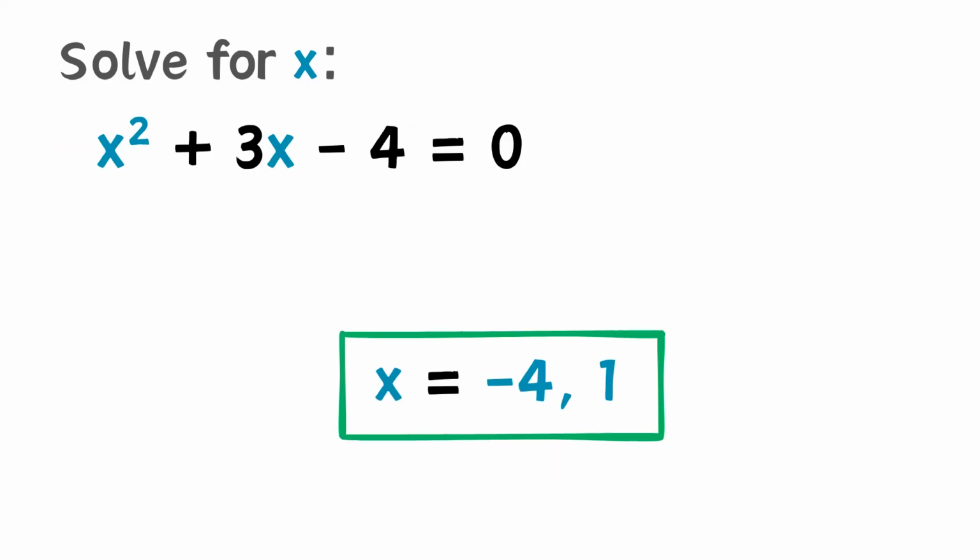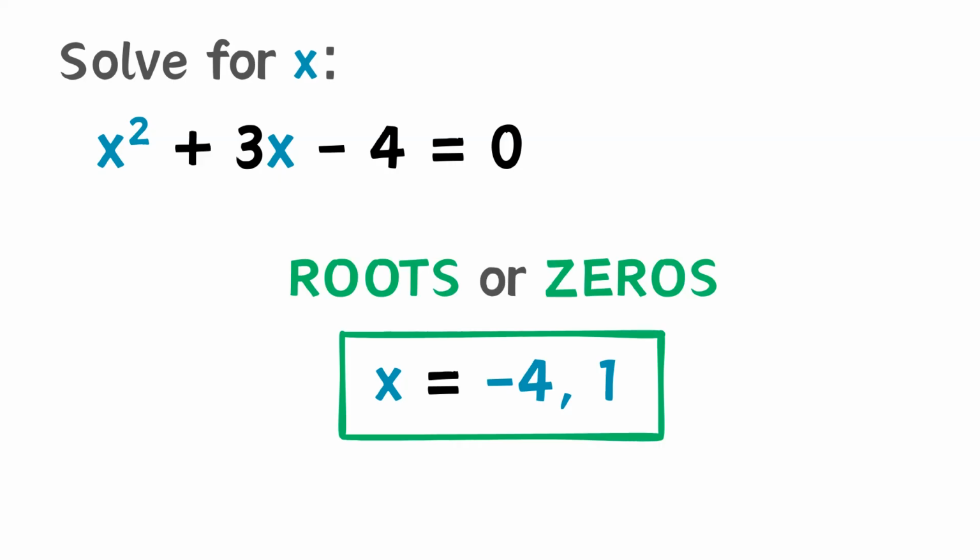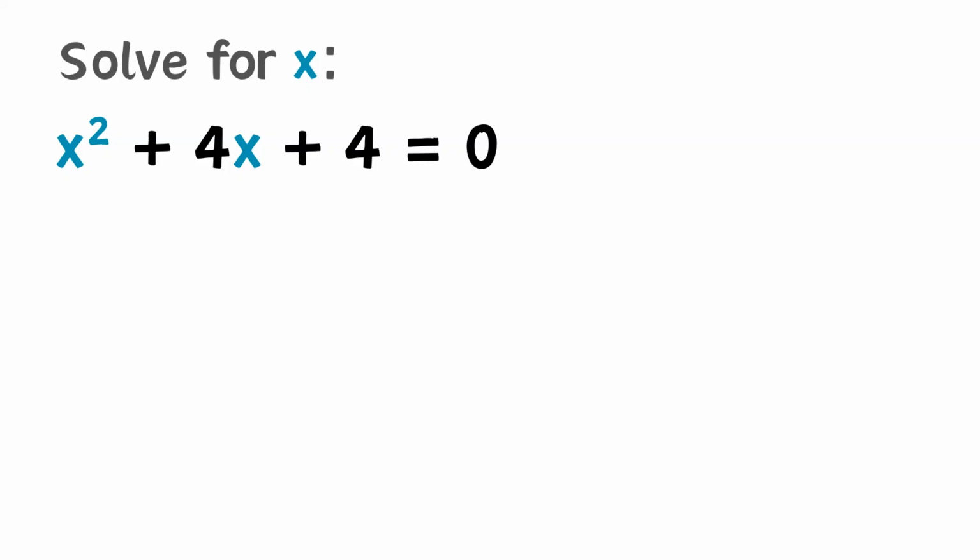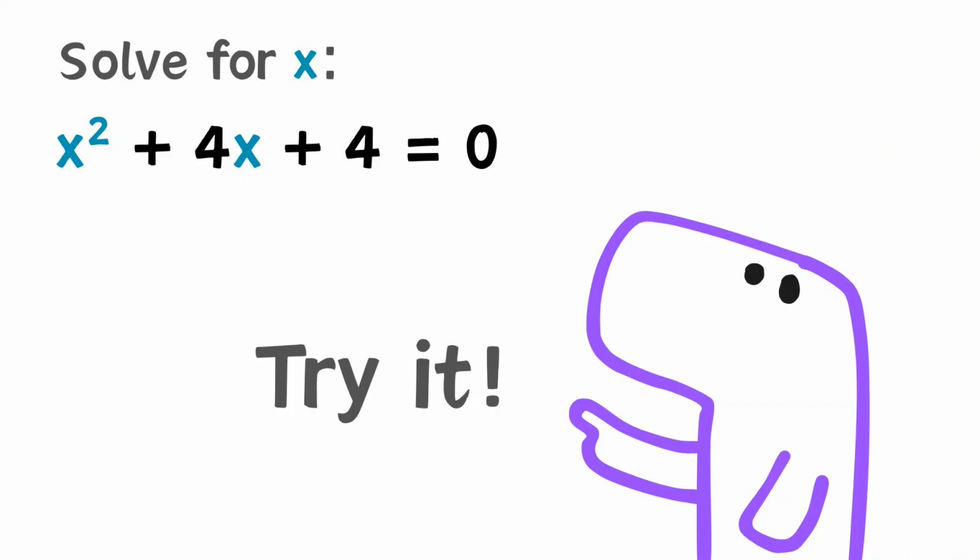Now just for some terminology, if we have a quadratic that equals 0, the solutions for x are called the root or the 0. So our roots or zeros for this quadratic are -4 and 1. Alright, let's look at another example. Try to solve for x here. See if you can do this one on your own.